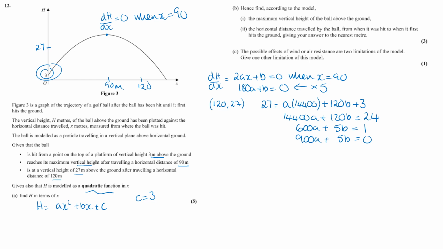Now I've got the coefficients of the b the same. We can solve them simultaneously by taking away. So I do 900 take away 600 is 300a. 5b take away 5b, the b's are going to be eliminated. 0 take away 1 is minus 1. So a is going to be minus 1 over 300. And we would expect our a to be a minus number because we've got that frown rather than the smile. So it's a negative x squared graph.